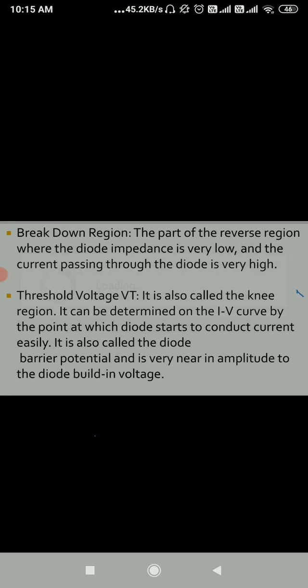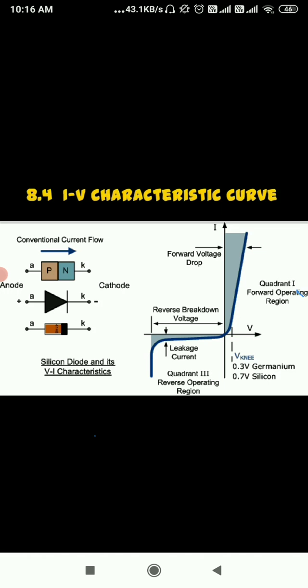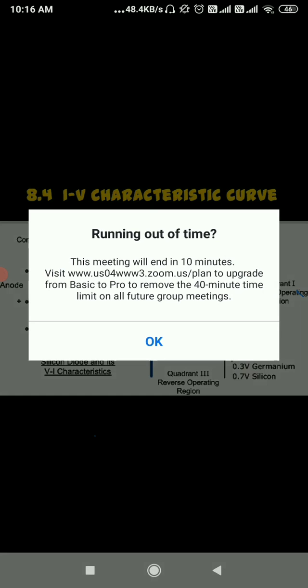Okay, now we are supposed to see the saturation current. Which current? When we give a negative supply to the PN junction diode, at that time in the reverse region you will get a very small current. That current we call the saturation current, and its value is very small. So if you see this diagram, see here, please concentrate here.